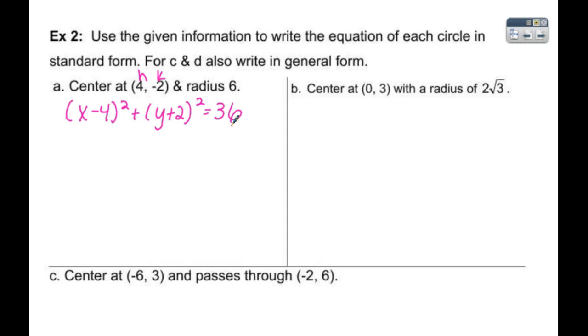All right. So if I'm going to write this one in standard form, this is 0, right? This is my h.